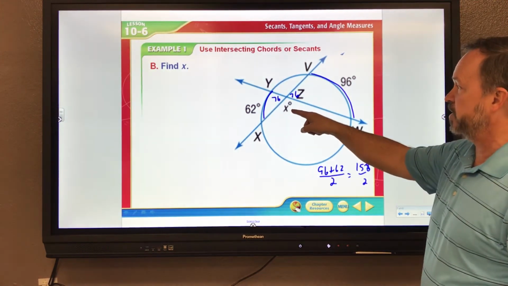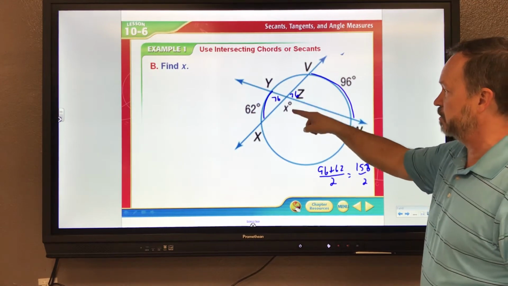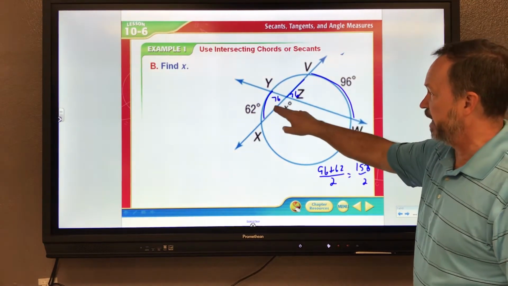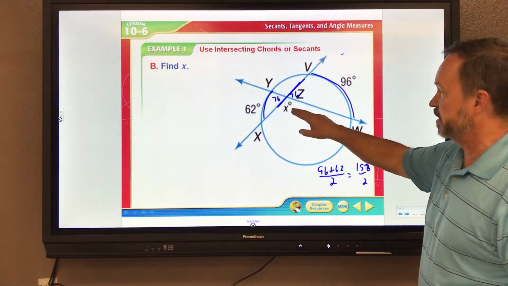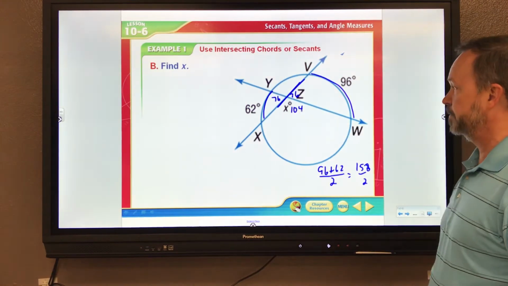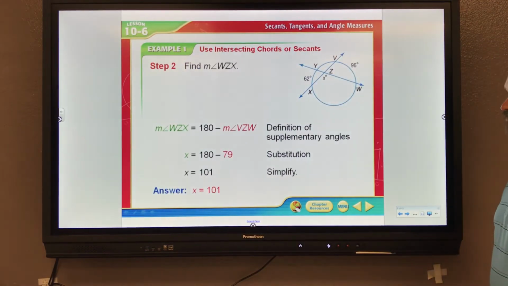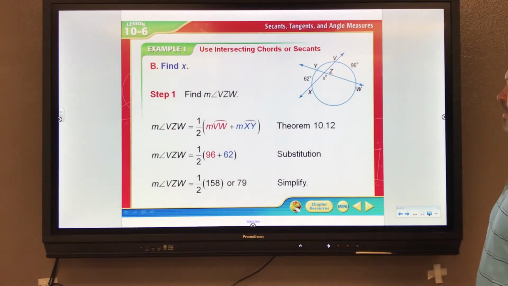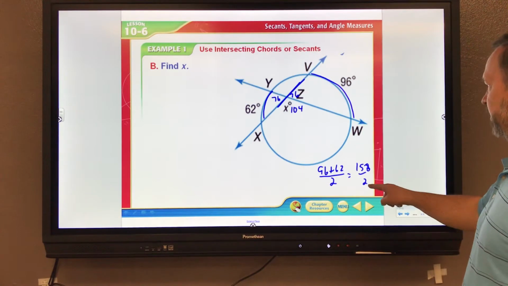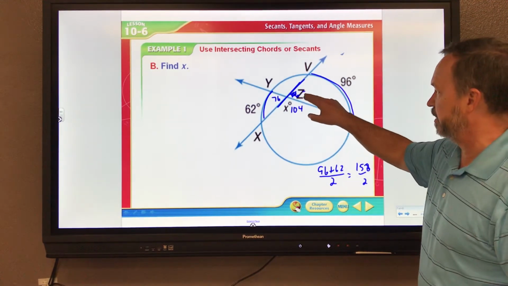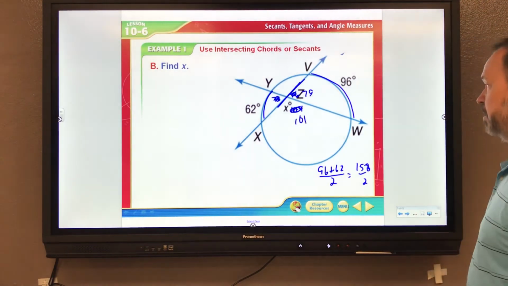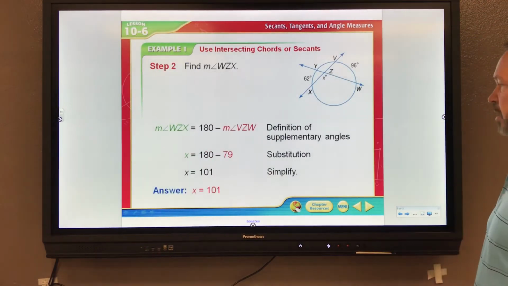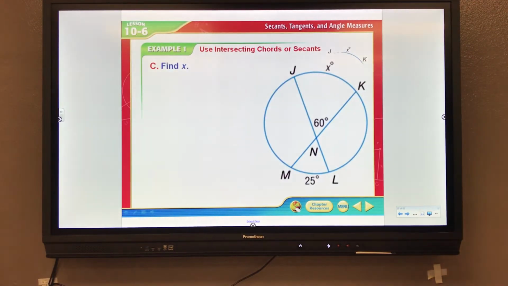This is not 76 because that's not those, that's this. But I do know that that's got to be 180 because that's a line. So if that's 76, this is 104. Actually, I guess I got that wrong. I divided by 2. It should have been 79. And so that would make that 101. Yay! Another mistake.